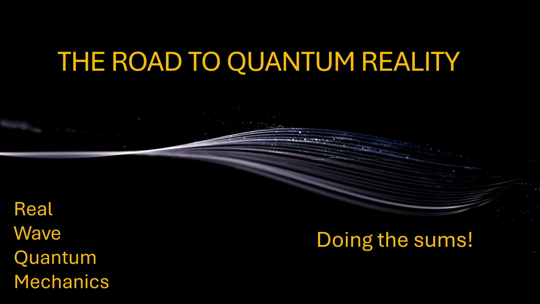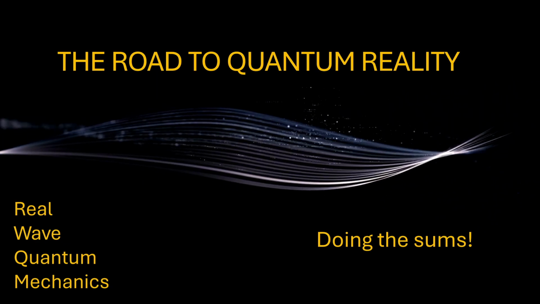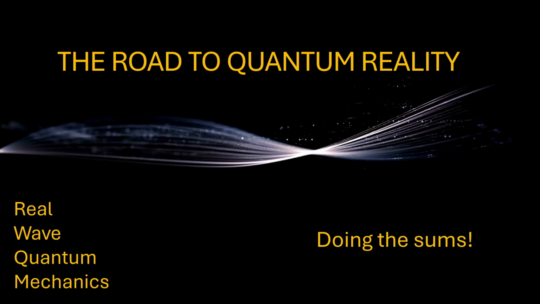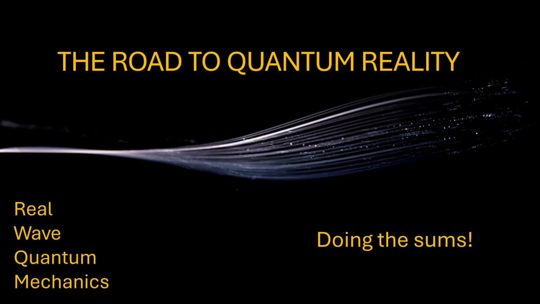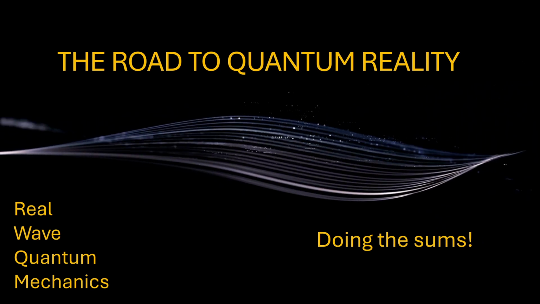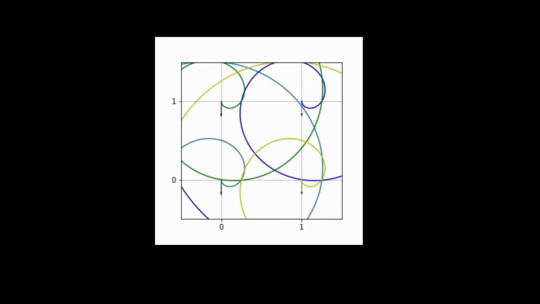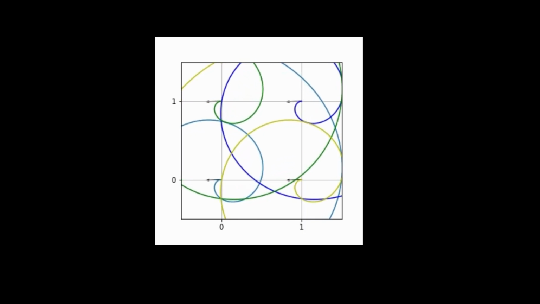Welcome to this third video in the series The Road to Quantum Reality. The title, Doing the Sums, is of course partially facetious, but it is actually quite a relevant one because to a large extent we are simply adding waves together. You might recall this animation from the last video, which showed waves emanating from a grid of vortices.